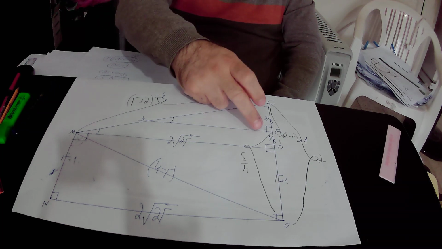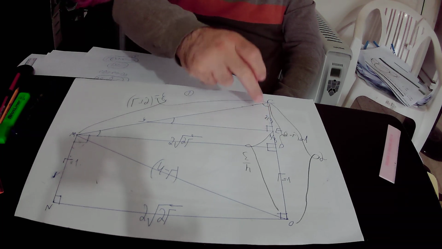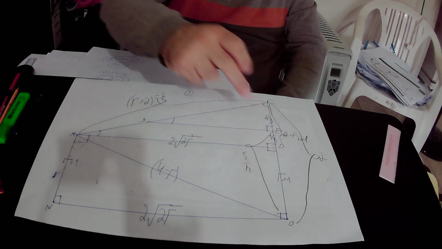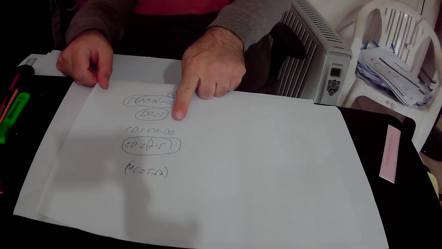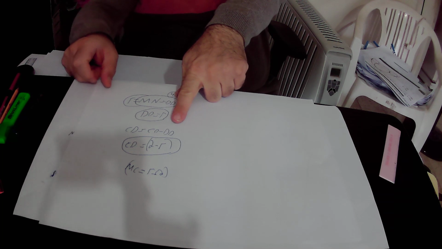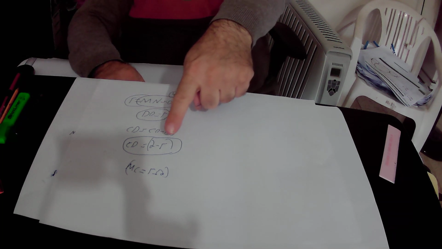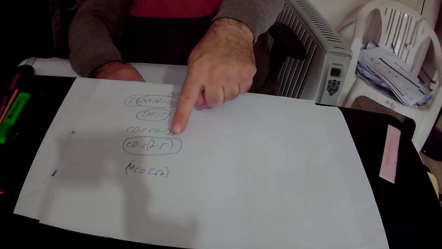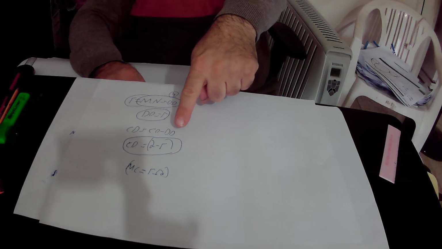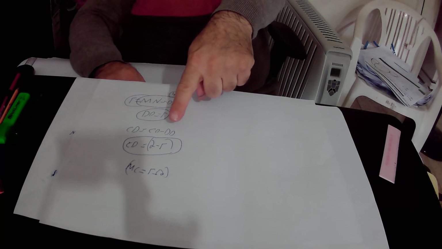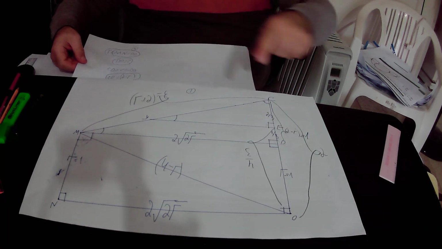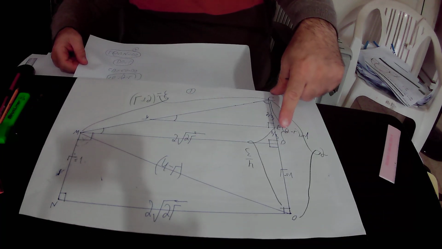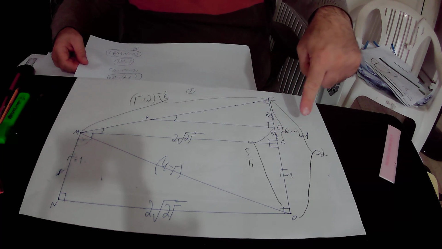And what is the value of CD? CD equals CO minus DO, and we know that CO equals 2 units and DO is the radius of the small circle, that is to say it equals R. So in total, we got that CD equals 2 minus R. This line segment CD equals 2 minus R.